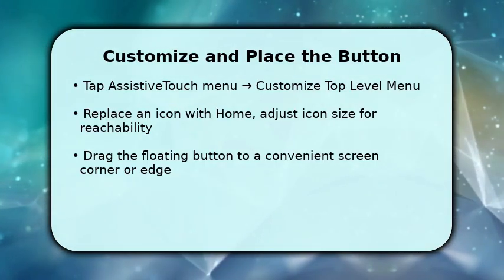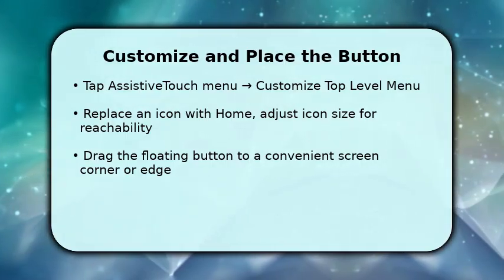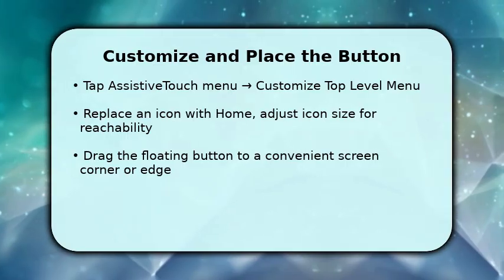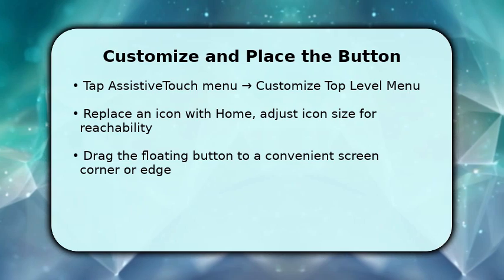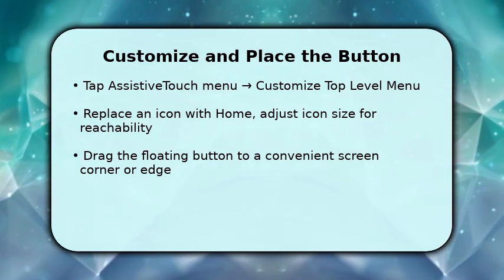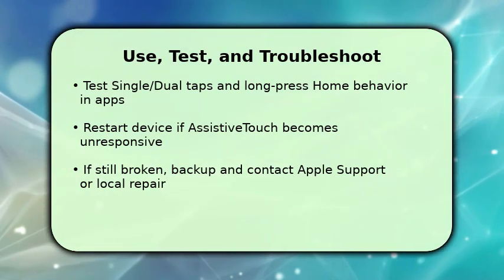Then drag the floating button to a corner or edge you can reach with your thumb. This reduces false taps and makes daily navigation much smoother. Finish by testing the virtual home across apps. Press the floating button for single tap, try double tap, and long press to confirm each action triggers home behavior.